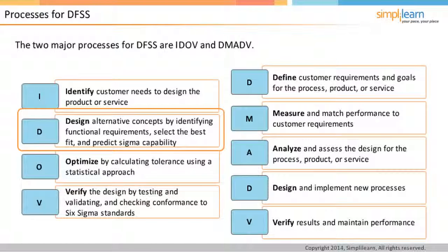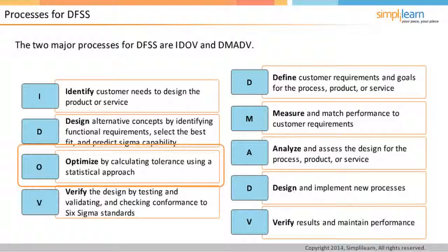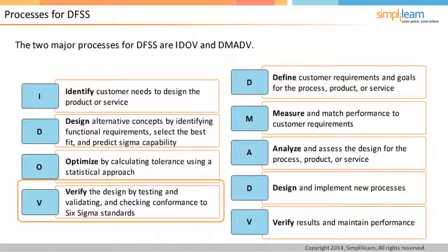Tools such as FMEA are used here. The third step, optimize, uses a statistical approach to calculate tolerance with respect to the desired output. When IDOV is implemented to design a process expected to work at Six Sigma level, this is checked in the optimize phase. If the process does not meet expectations, the optimize phase helps in developing detailed design elements, predicting performances, and optimizing design. The last stage of IDOV is to verify, that is, to test and validate the design, and finally to check conformance to Six Sigma standards.